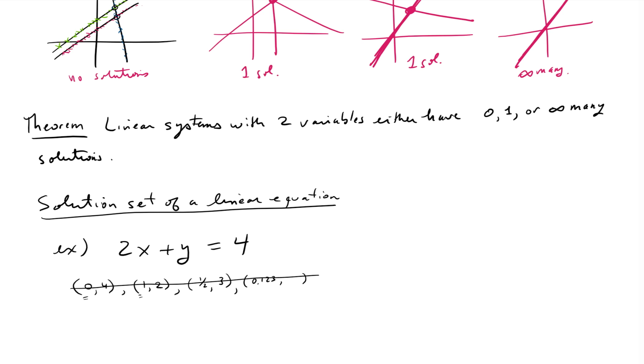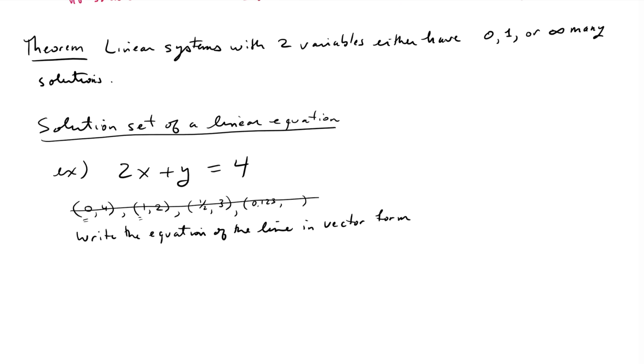Well, okay. What I could do is write the equation of the line in vector form. You'll see that when I do this, it's going to give me a way to actually get all the solutions efficiently. So how do I do that again?